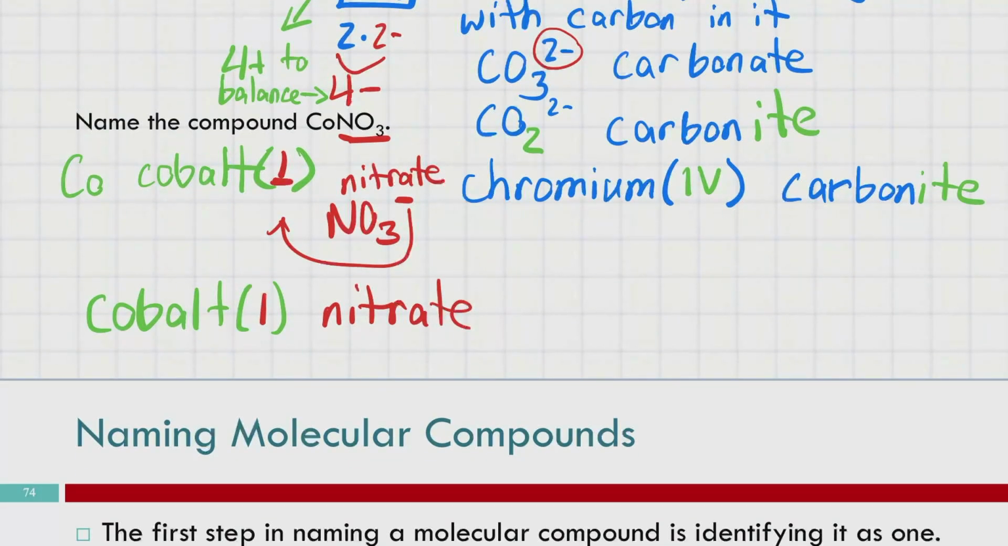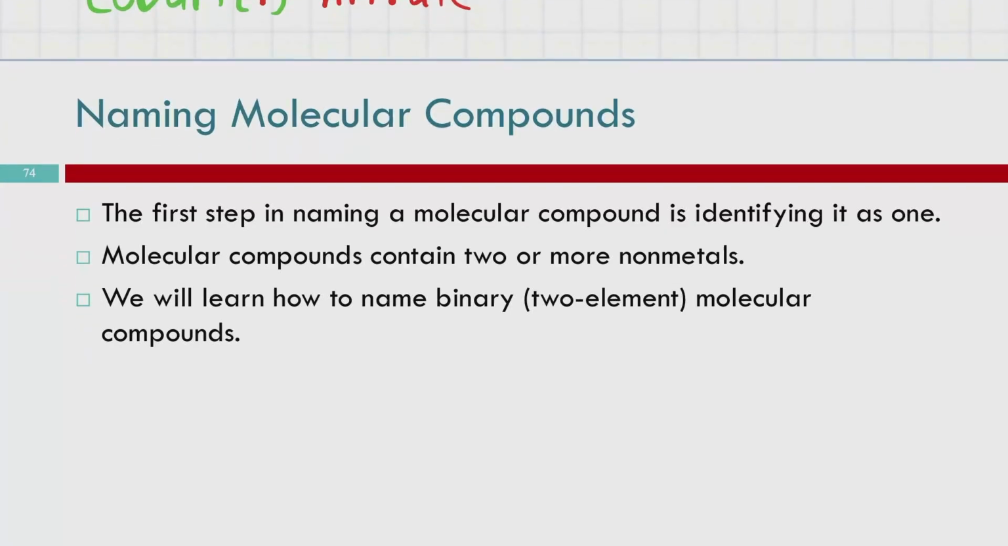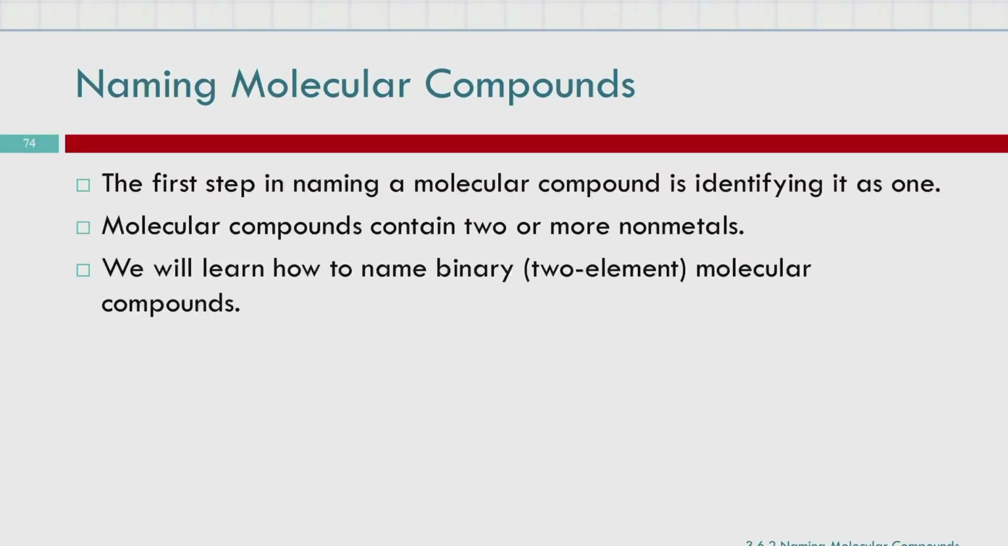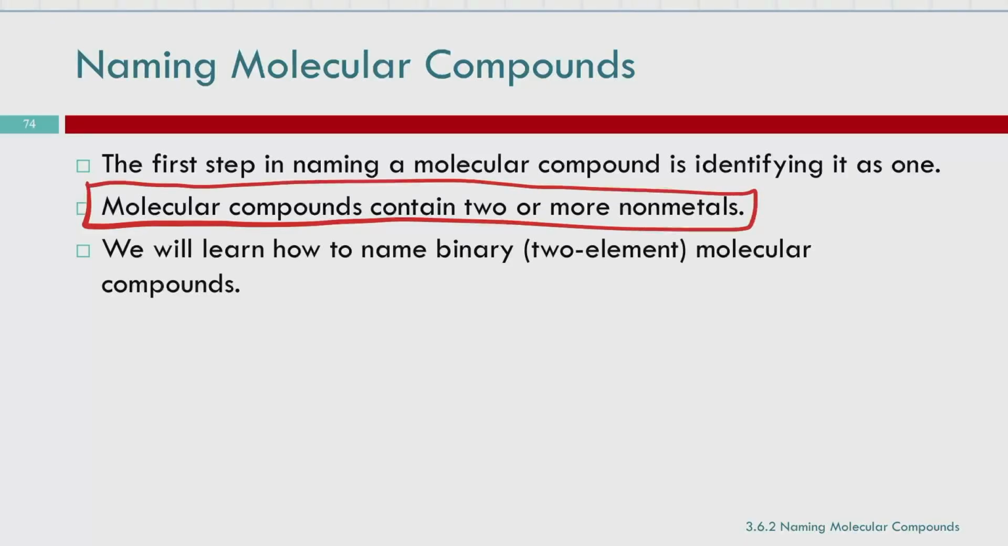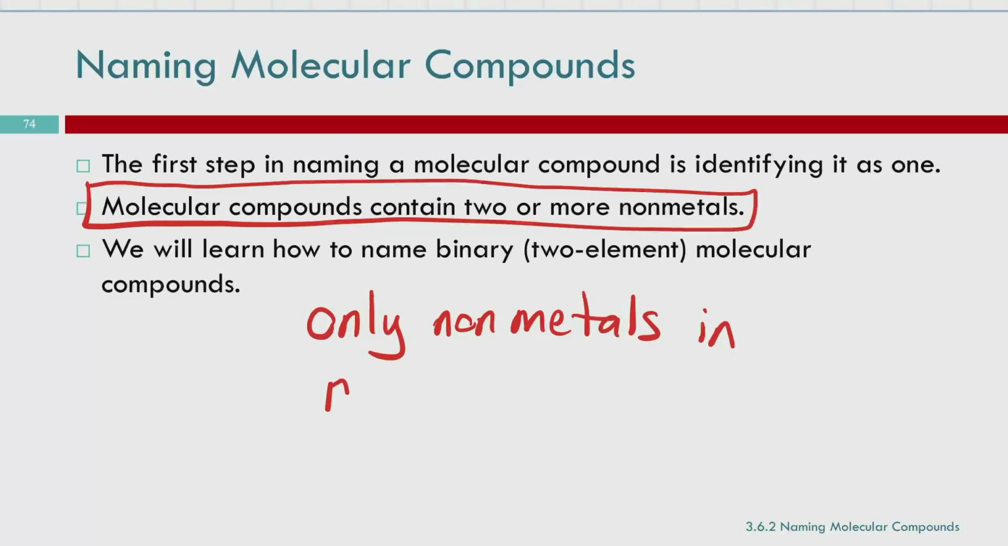So that wraps up naming ionic compounds. That's our first group of compounds. We also have molecular compounds. Arguably, molecular compounds are the easiest. In order to name something like a molecular compound, we need to identify that it is a molecular compound. Molecular compounds contain 2 or more nonmetals. We're going to only be naming binary or 2-element molecular compounds. We are only going to have nonmetals in molecular compounds.